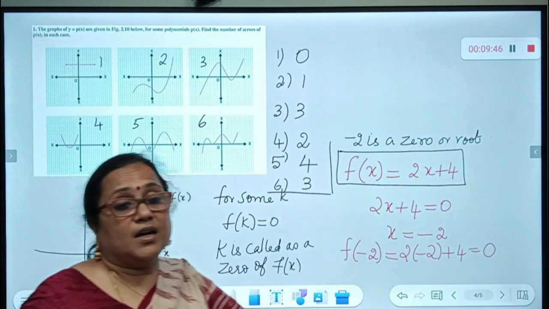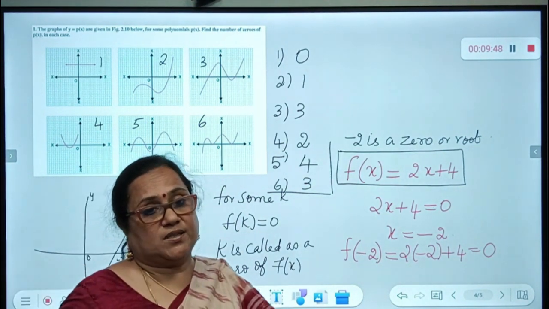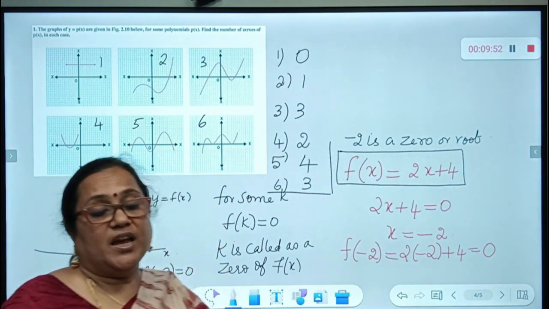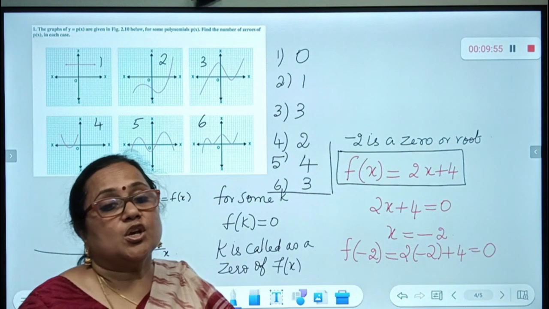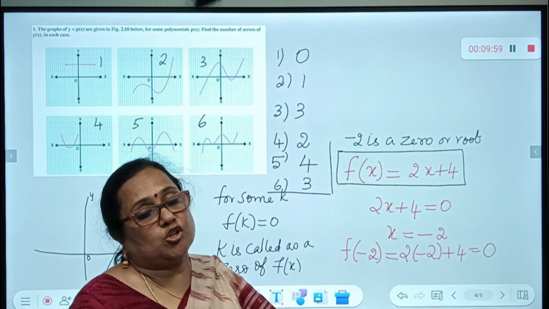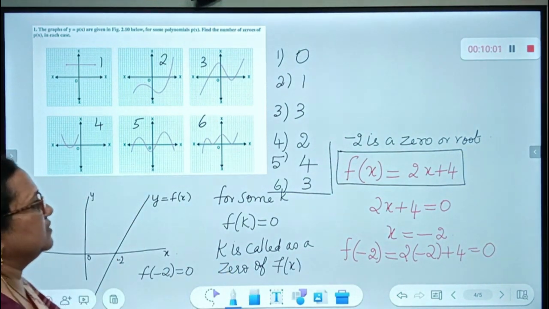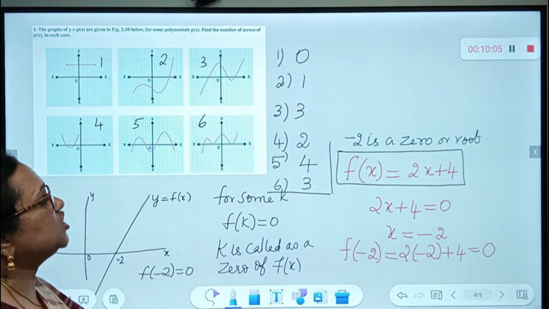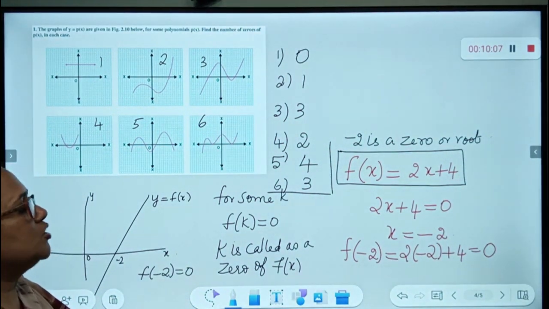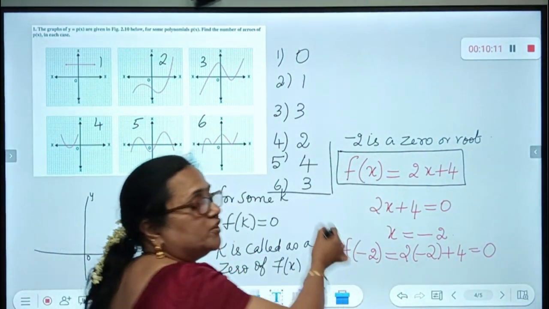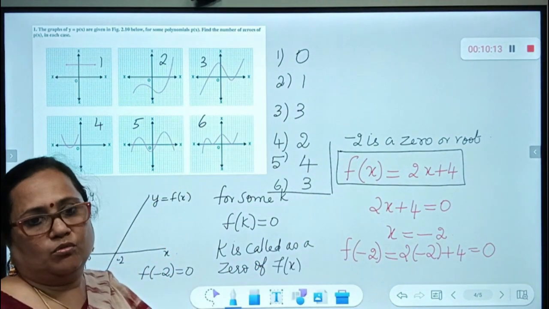Be very clear, not where it cuts the y-axis, because we are finding those values of x for which f of x is 0, for which the y-coordinate is 0. If the y-coordinate has to be 0, the point has to lie only on the x-axis. I hope you have now understood what we mean by zeros of a polynomial. So, a zero of a polynomial is that value of x for which f of x is 0.